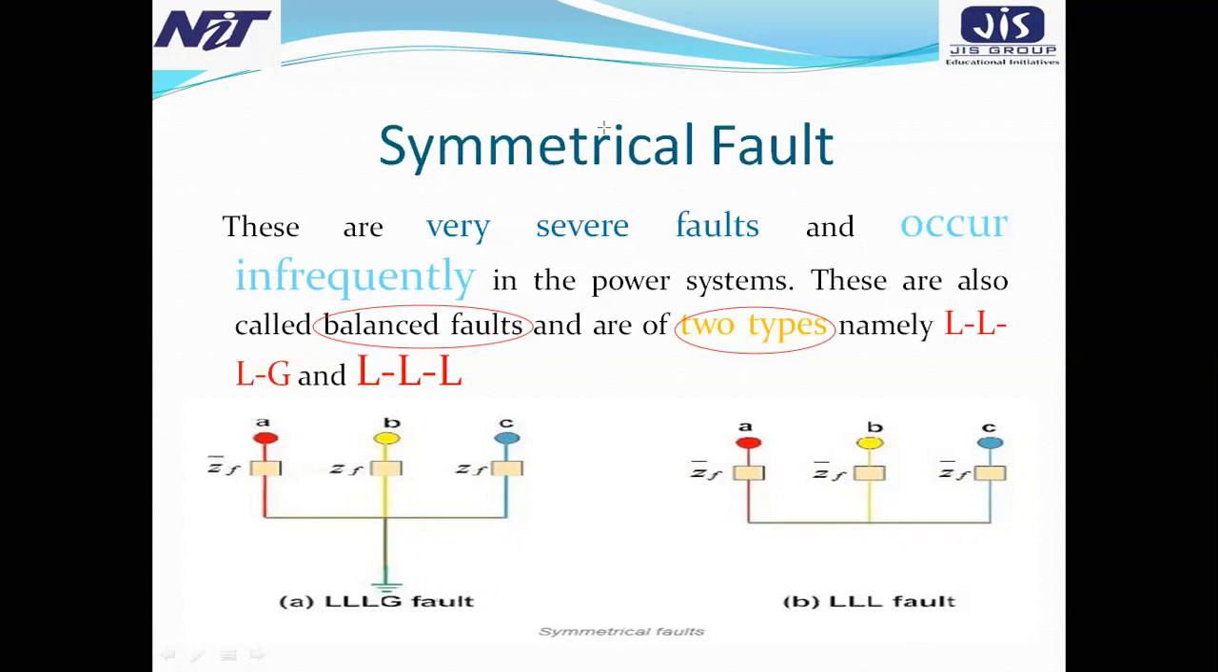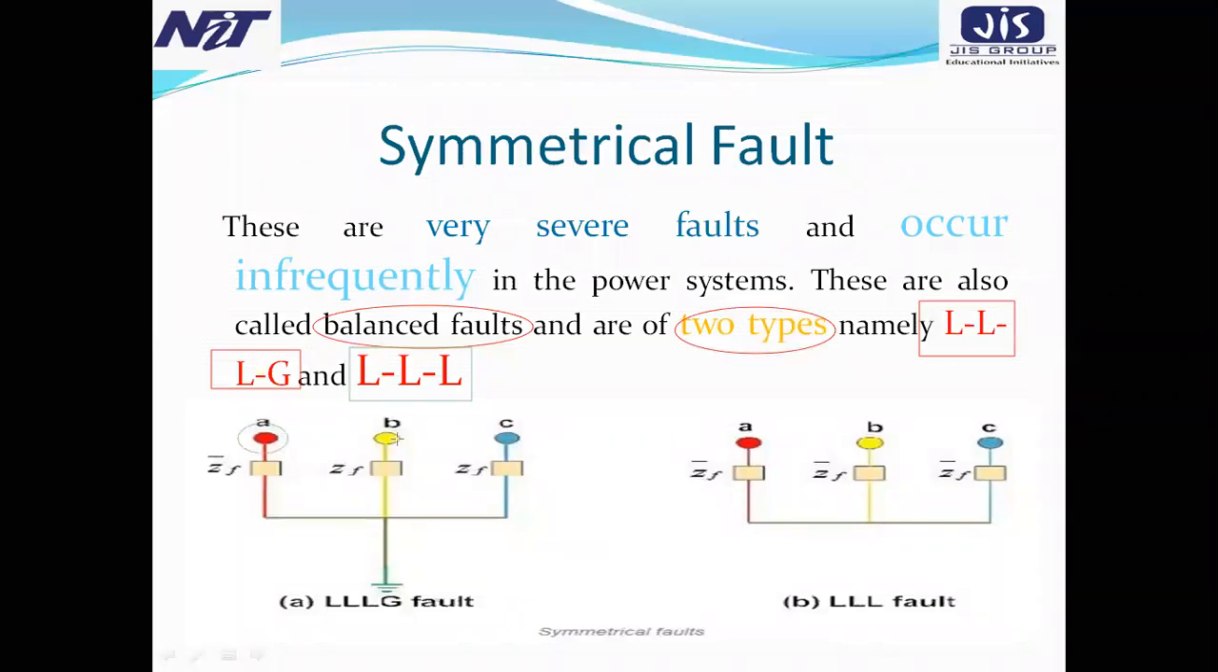Okay, so what are the two types? One is LLLG, line to line to line to ground fault, and the second one is line to line to line fault. So these are the two types of fault in symmetrical faults. So in the first figure, ABC is actually representing the phases. Here we are representing the phases with ABC.